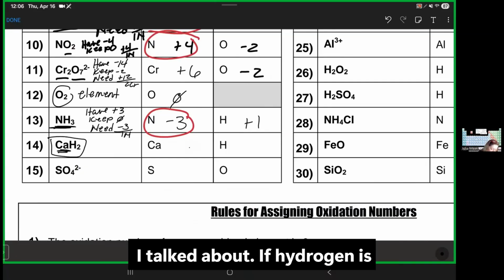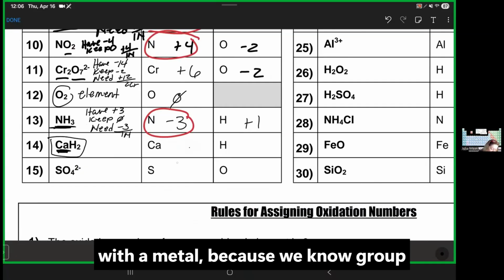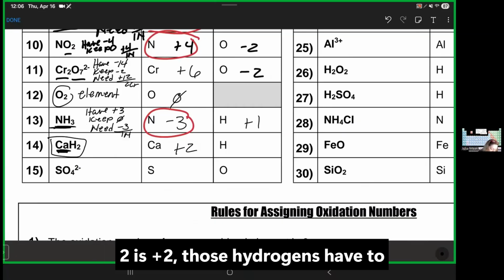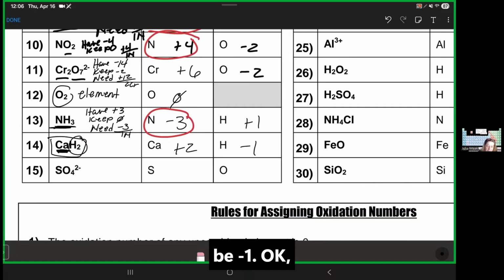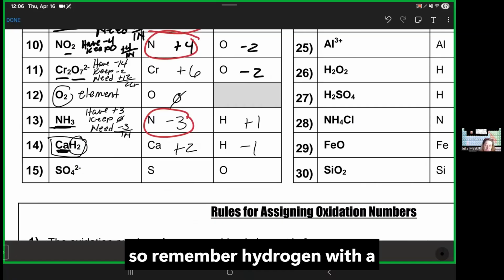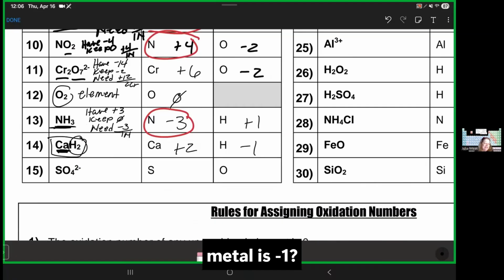Okay, this one here is one of them that Gen Chem I talked about. If hydrogen is with a metal, because we know group 2 is positive 2, those hydrogens have to be negative 1. Okay, so remember, hydrogen with a metal is negative 1.